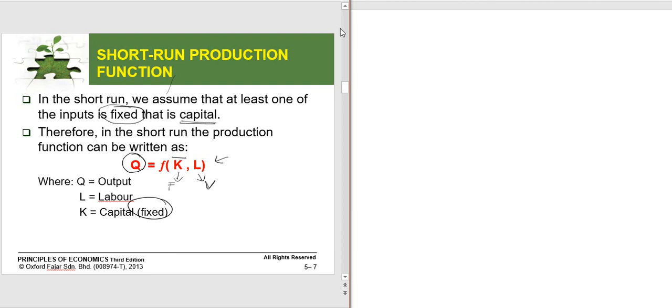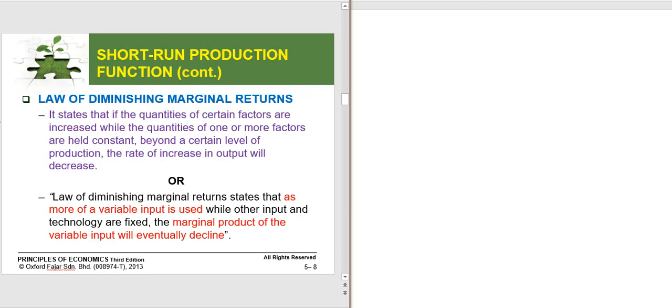So the more production you need, the more production you are going to make, the more labor you need in your production. Okay, so this is the production function for short run production. Alright, so in the short run production function, you are going to learn about the law of diminishing marginal return. So this is the concept that explains that when the quantities of certain factors are increased while the quantities of one or more factors are held constant, beyond a certain level of production, the rate of increase in the output will decrease.